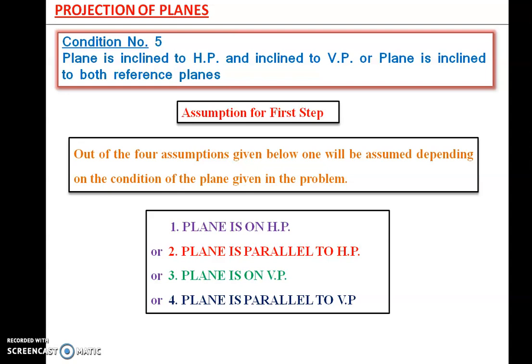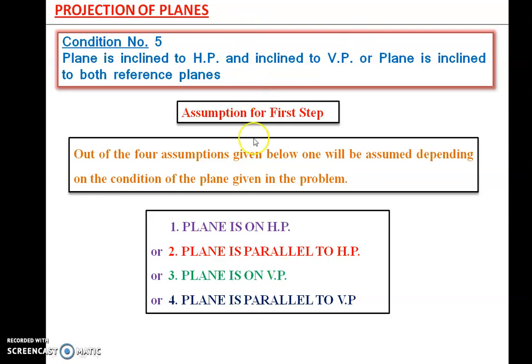Now the first step is based on the assumption part, that is how correctly you assume the plane so that you can see the true shape. If by mistake you do the wrong assumption in the first step, then the total thing will go wrong. Even if you draw the second and third step, it will be of no use to us. So locating the true shape is the most important part in this condition number 5.